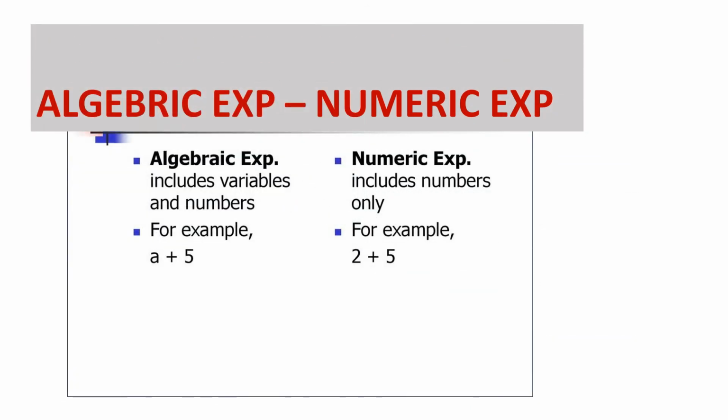Here you can see algebraic expression and numeric expression. In an algebraic expression, you can see it includes variables and numbers. Example, a plus 5. So remember children, in an algebraic expression, there will always be a variable, that is English letters which is representing an unknown value. And numeric expressions include only numbers. Here you can see example 2 plus 5.